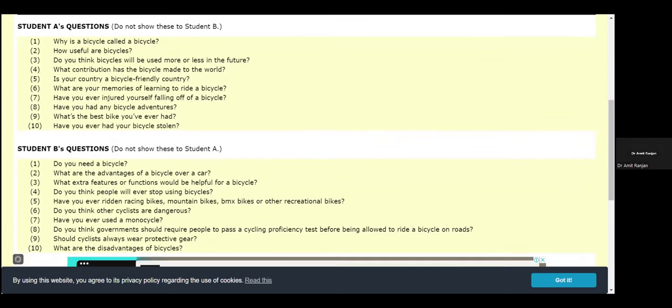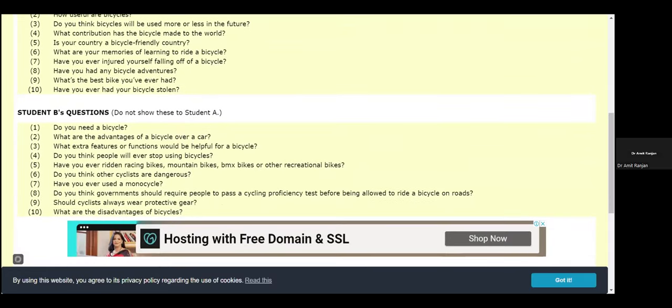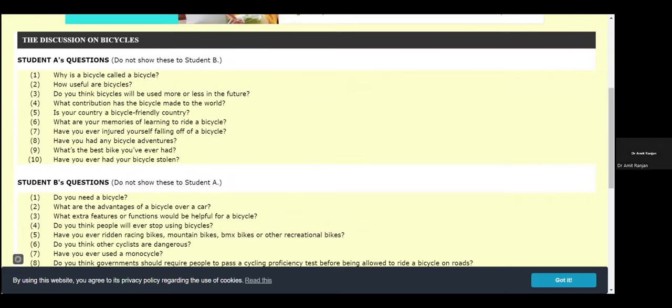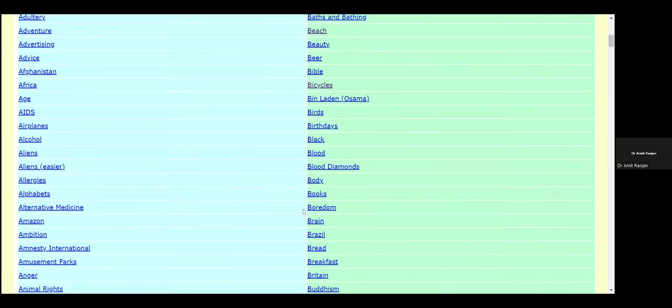As you can see, the questions are fundamental to deep discussion, to political issues, related to global warming, and so on and so forth. And student B's questions, as you can see: what are the advantages of a bicycle over a car? Have you ever used a monocycle? Do you think cyclists are dangerous, etc., etc.? So it covers a range of ideas and topics about a particular word, particular idea.